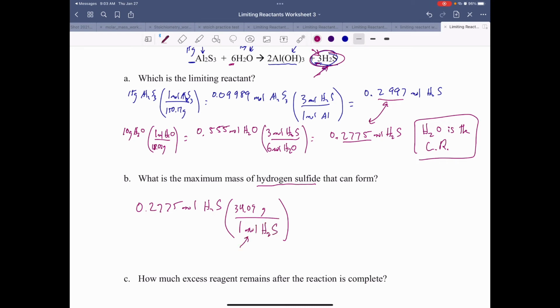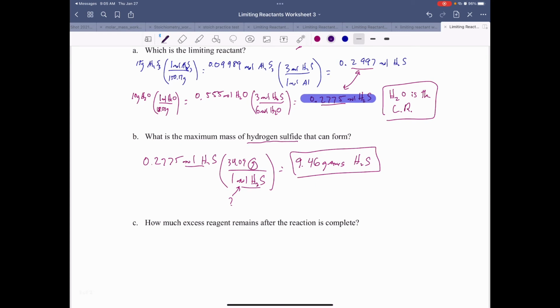How did I know that this went on the bottom? Because I know that this is on the top. That means that this has to be on the bottom in order to cancel out, leaving only grams. Makes sense, right? It should. I have 0.2775. So we multiply these two numbers together at the top, and we get 9.46 grams of hydrogen sulfide. Okay. We're cruising through this.